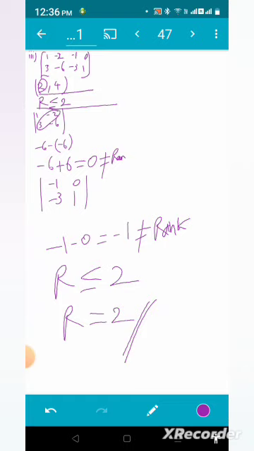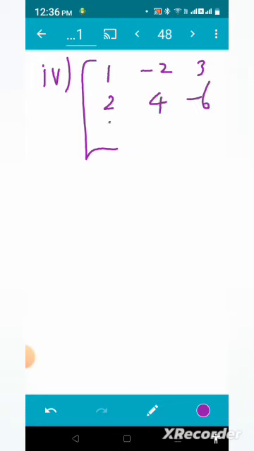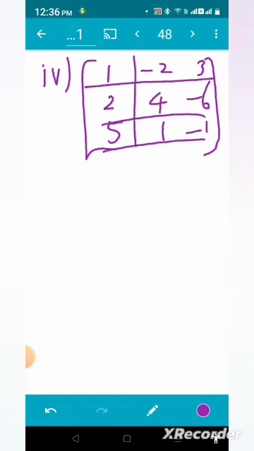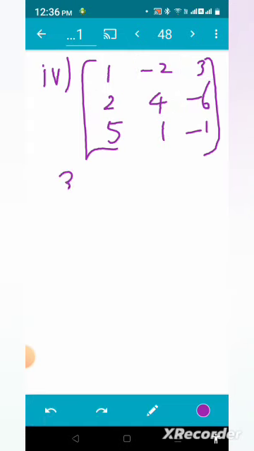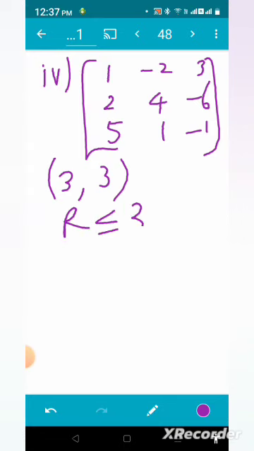So moving to the fourth one. The fourth part given in the question is 1, minus 2, 3, 2, 4, minus 6, 5, 1, minus 1. We have to find the rank for this. This is a 3 row, 3 column matrix. So the rank is less than or equal to 3.